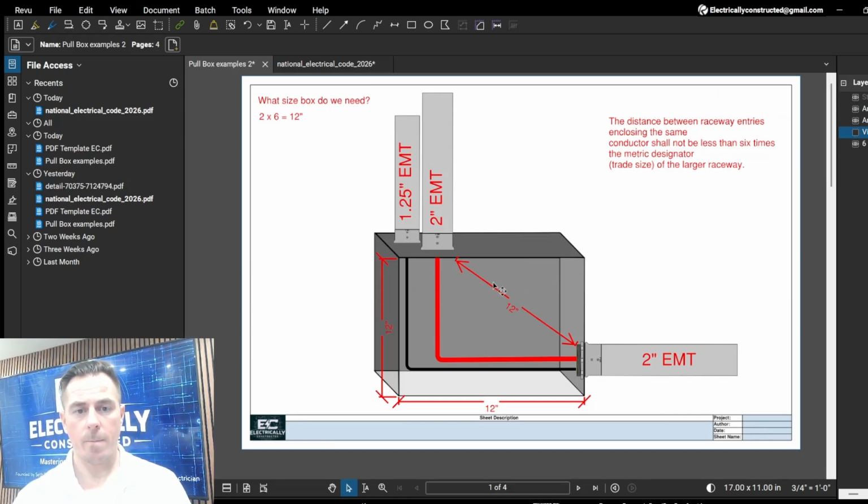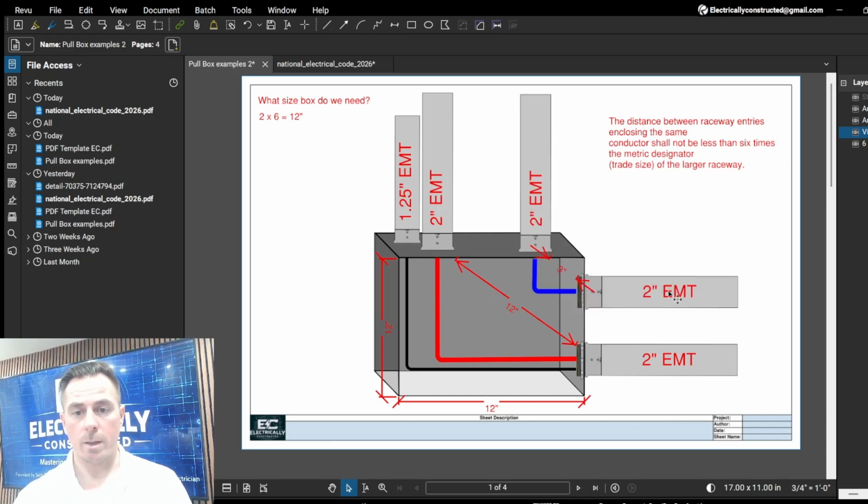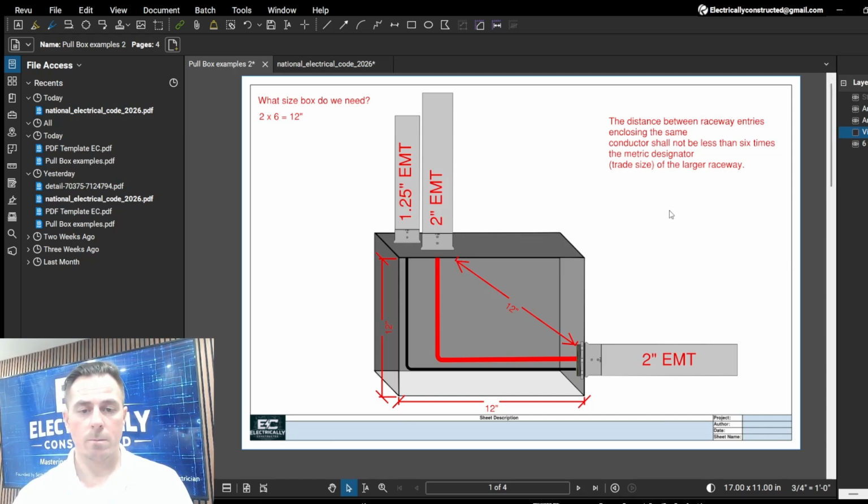If I have a 1.25-inch raceway with that wire going into the 2-inch raceway, well, it says right here it has to be the larger raceway, so it still has to be 12 inches of separation from entry point to entry point. So I still wouldn't be able to do anything like this. I wouldn't have the 2-inch here and the 1.25-inch right here. That would still be a violation. So that is what that rule is telling us.